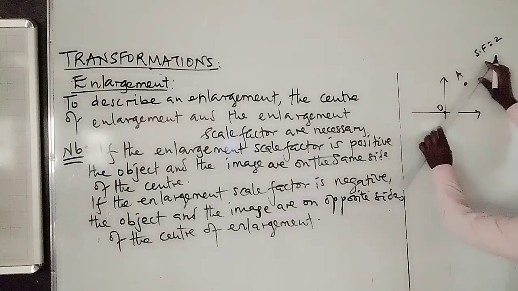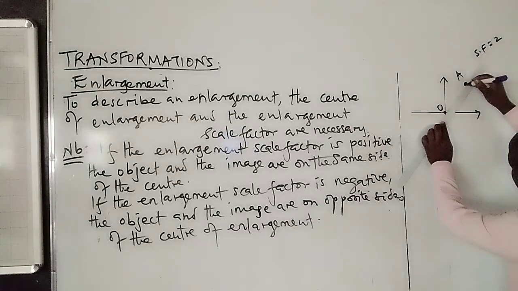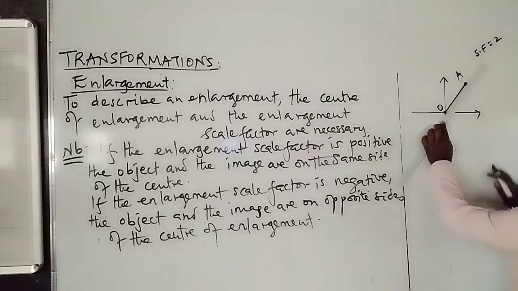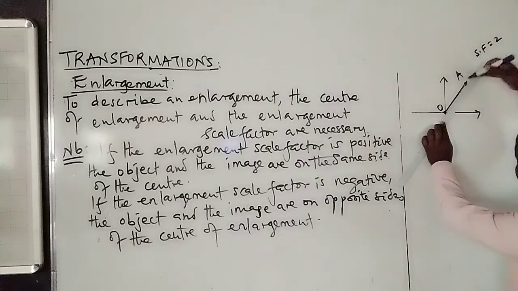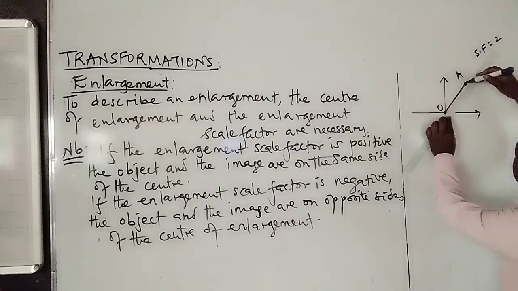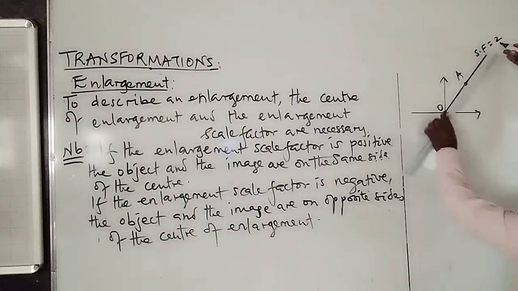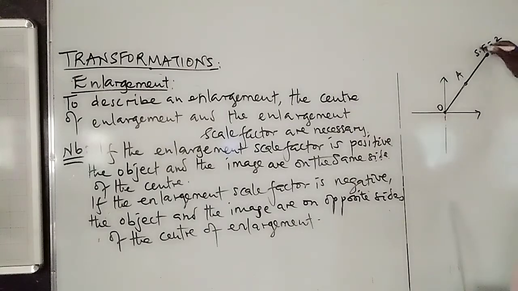When you connect A and the center, then you move 2 steps of this equal distance towards the side where the object is. So you move from the center now 1, and because the scale factor is 2, to an equal distance. Here we'll be getting the transformed image.